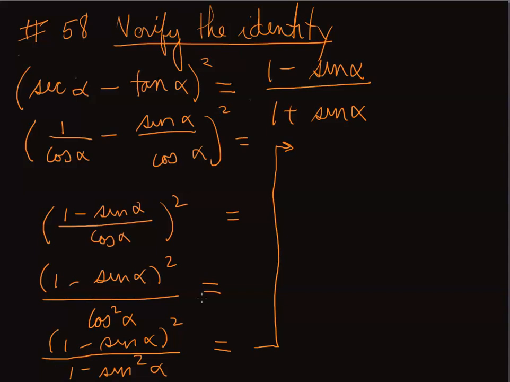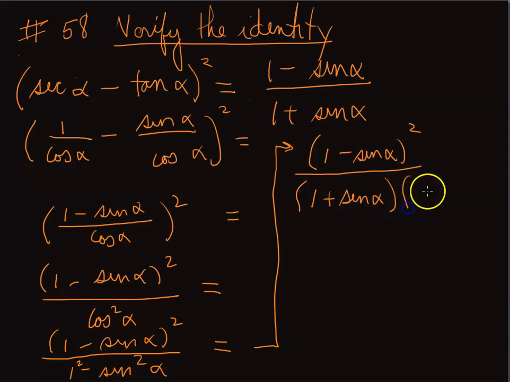Subtract sine squared from both sides. So now what does that numerator become? Well, it's still 1 minus sine alpha quantity squared. But we can factor the denominator. This is really a 1 squared minus sine squared, the difference of two squares. You remember how to factor those? It's the first plus the second, 1 plus sine alpha, times the first minus the second, 1 minus sine alpha.